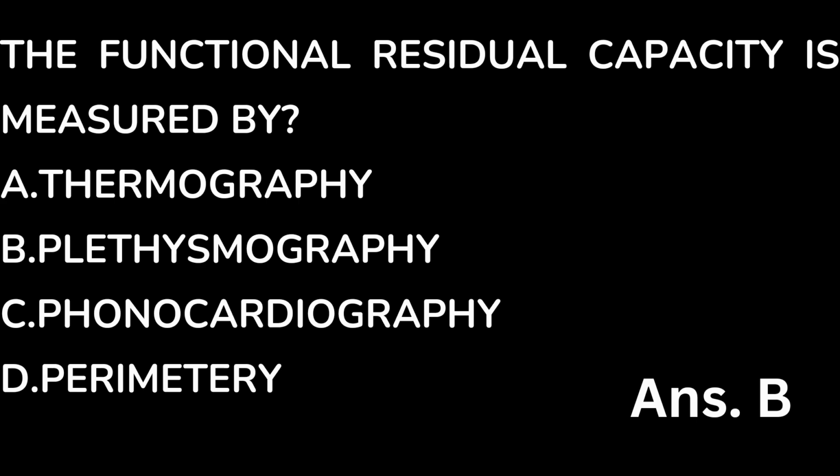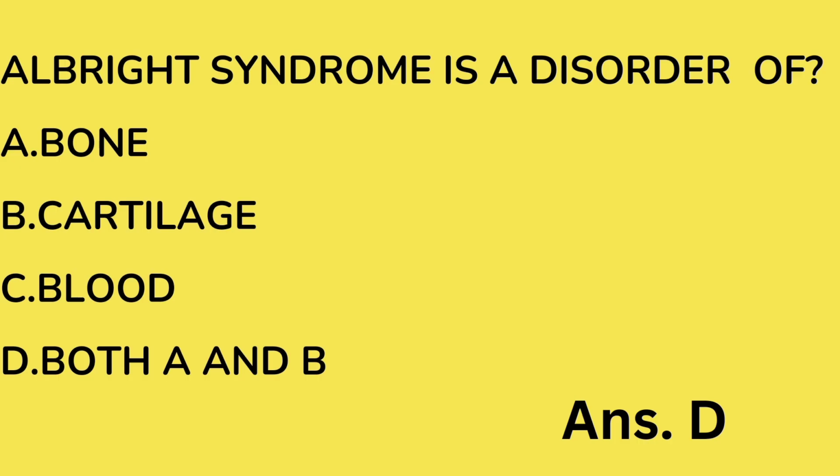Next question. The functional residual capacity is measured by option A, thermography; option B, plethysmography; option C, phonocardiography; and option D, perimetry. Here the right option is option B, that is plethysmography. Next question. Albright syndrome is a disorder of option A, bone; option B, cartilage; option C, blood; option D, both A and B. The right answer is option D, that is both A and B. Albright syndrome is a disorder of both bone and cartilage.